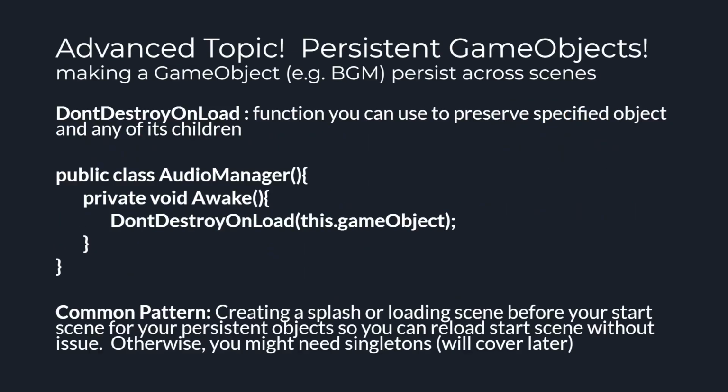Okay, here we are. This is the advanced topic, right? Persistent game objects. A game object you want to keep around from scene to scene to scene, even if the entire scene was loaded and unloaded, right? So making a game object, for example, background music, persist across scenes. Don't destroy on load is a magic function you can use to preserve the specified object and any of its children and their components, of course, right? We're not using this on a component level, we're using this on a game object level. So something like the player, could be the game manager, could be whatever, right?